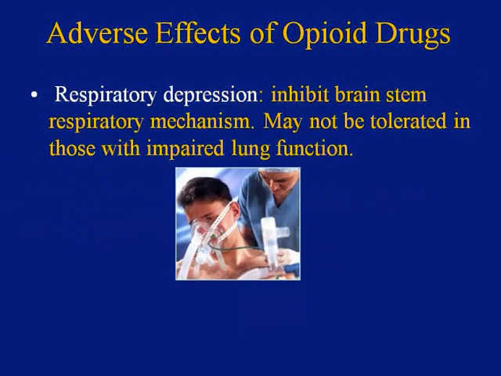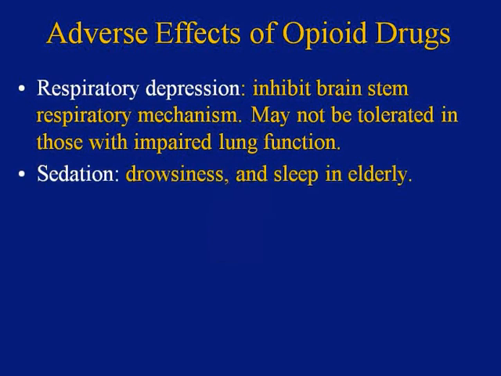Respiratory depression is a very important side effect because it can be fatal. So opiate drugs inhibit brainstem mechanisms for respiration. So those patients with impaired lung function may not do well with opiates. Another side effect is sedation, drowsiness, and sleepiness. This is especially prominent in the early stages because later on, the patient would develop tolerance to it, as we will discuss later.